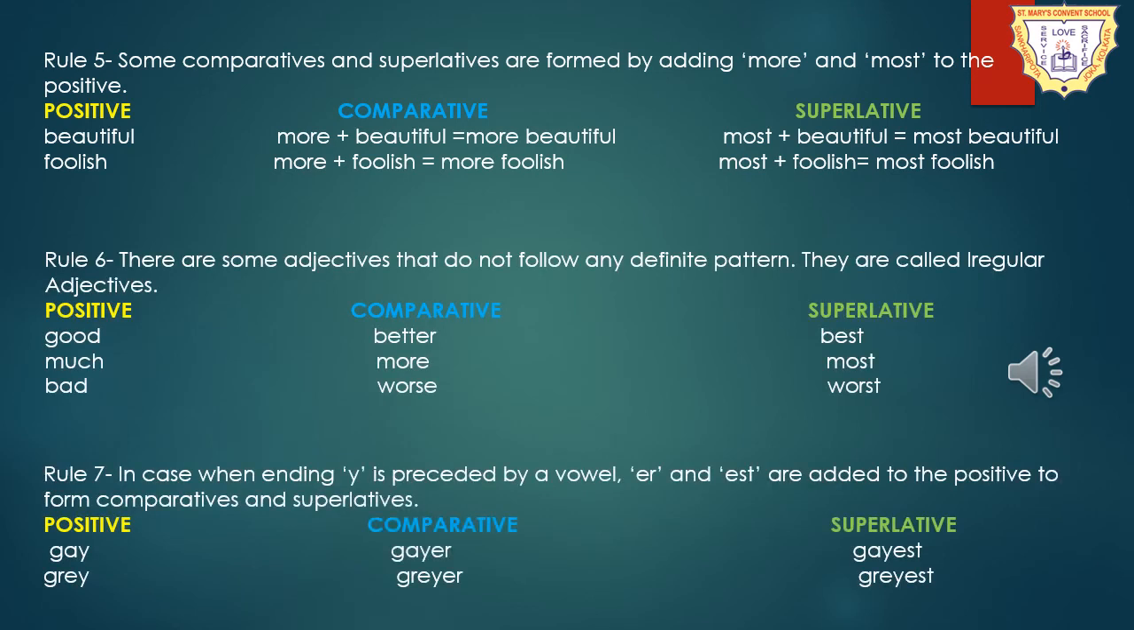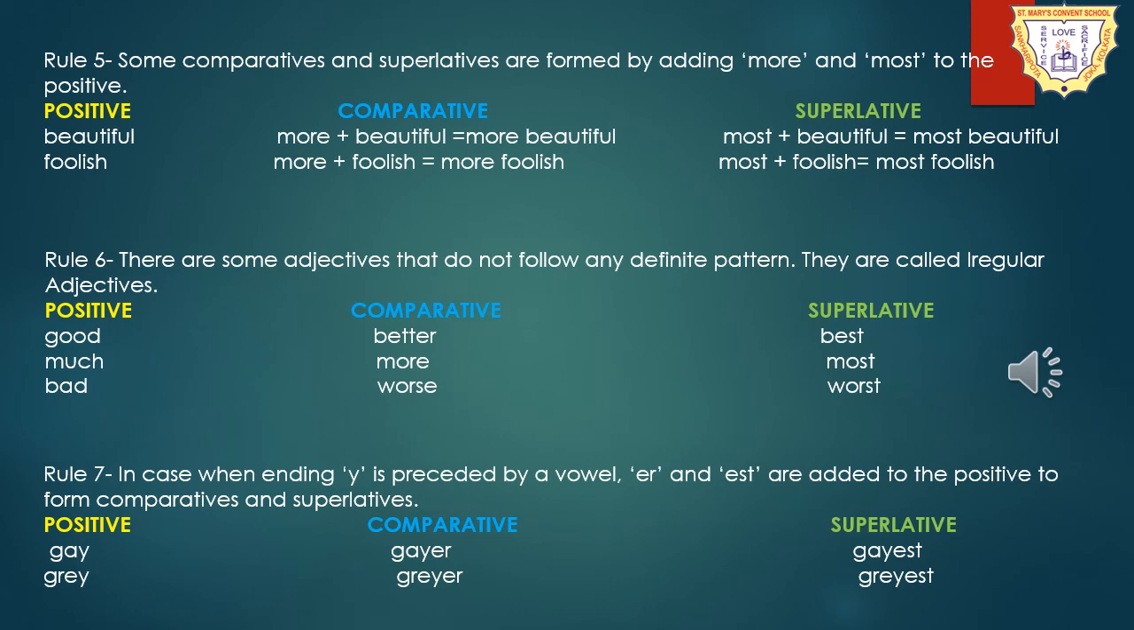Now we come to rule number 5. Some comparatives and superlatives are formed by adding more and most to the positive. So we add more plus the positive form of adjective to form the comparative, and we add most plus the positive form of adjective to form the superlative. For example, beautiful, more beautiful, most beautiful. Foolish, more foolish, most foolish.